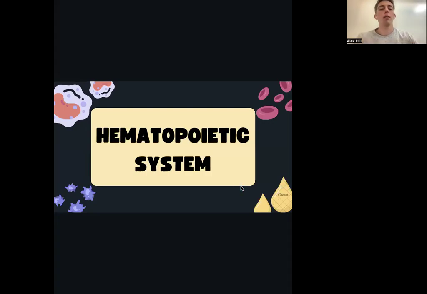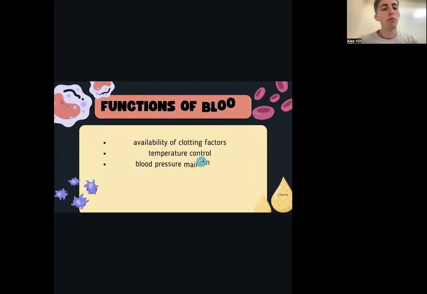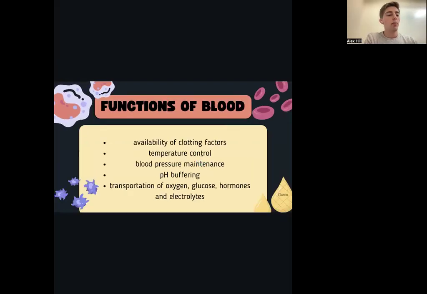All right, so we're going to talk about the hematopoietic system. So let's talk about some of the functions of blood as they appear in your packet. So one of the functions of blood is that it carries clotting factors in it. So then the blood can clot. Also, it's important for temperature control. So if your extremities don't have good blood flow, then they'll be cooler because blood is a source of heat.